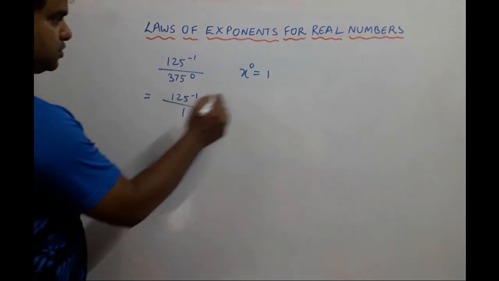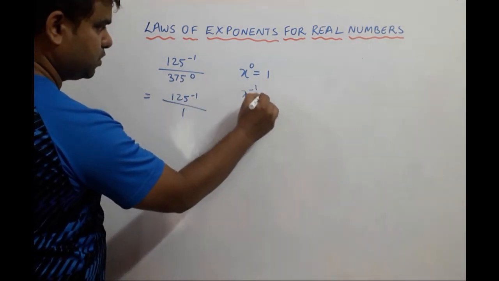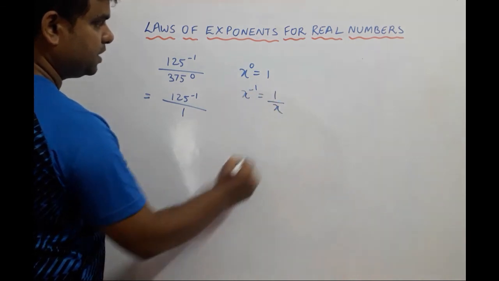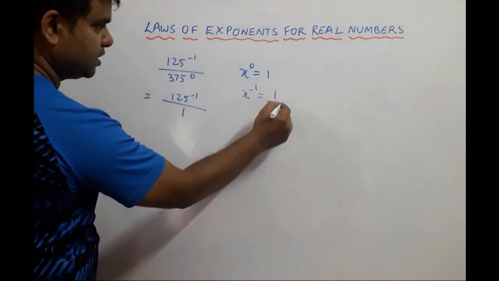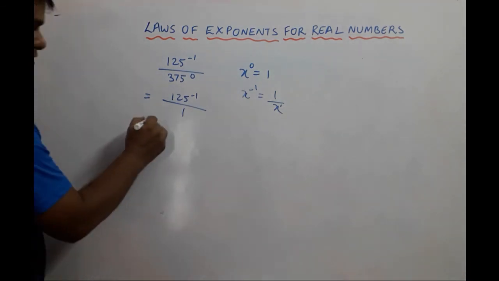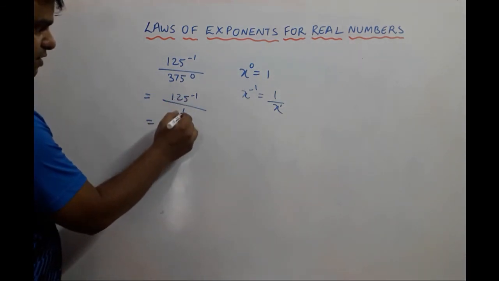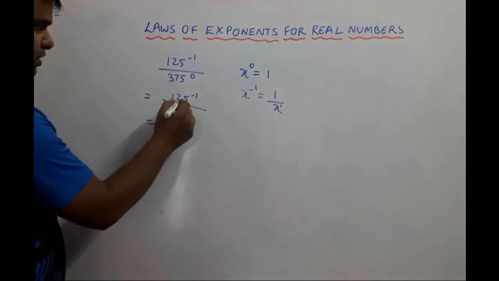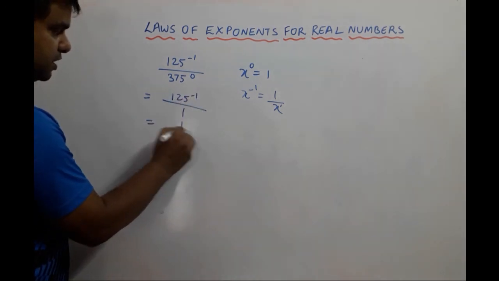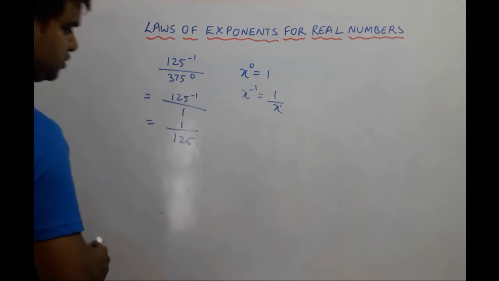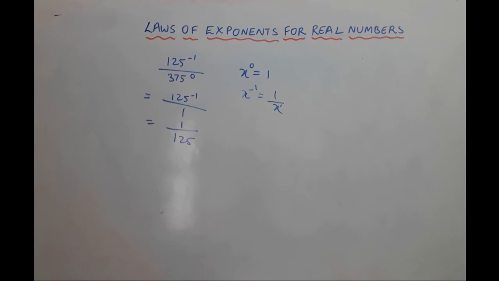Now, I had also told you any base raised to the minus 1 will come in fraction where this power becomes positive. So same way over here, we'll have to get this as a fraction. Now that the denominators become 1, there is no confusion. 125 raised to minus 1 can be written as 1 upon 125. So that is the answer to this problem. Remember, anything raised to 0 is always 1, and anything raised to minus 1, the base comes in the denominator and the power becomes positive.